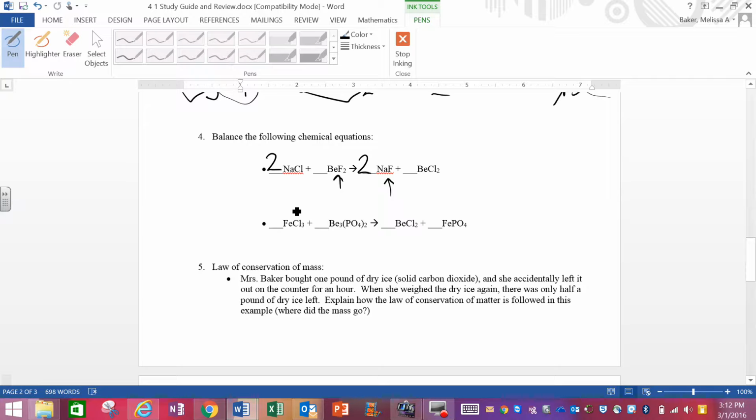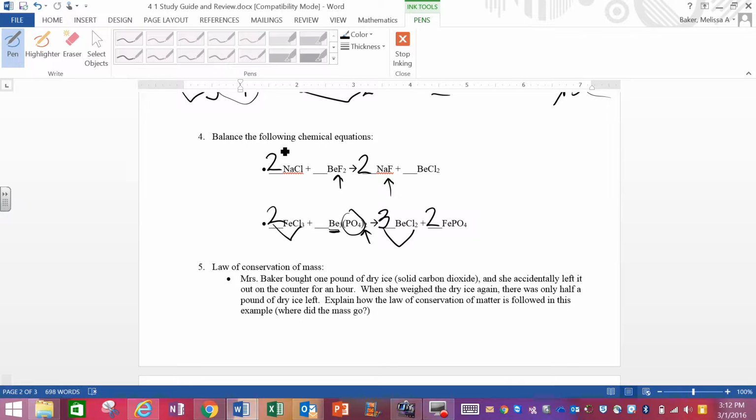Next one down here, I do not want to start with the oxygens. Be3, so 3 Be. PO4 2, this whole thing stays together, so I can put a 2 here. 2 Fe, 2 Fe on this side. That makes 6 chlorine and 6 chlorine on this side. So now we're balanced.